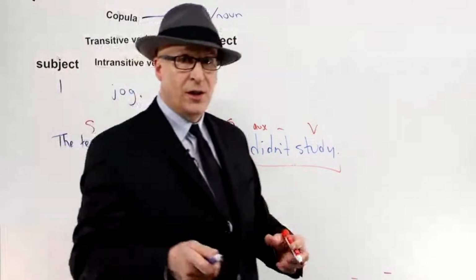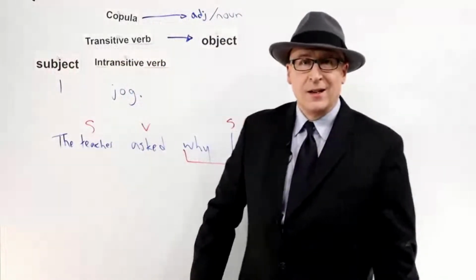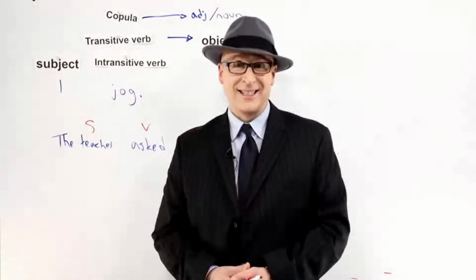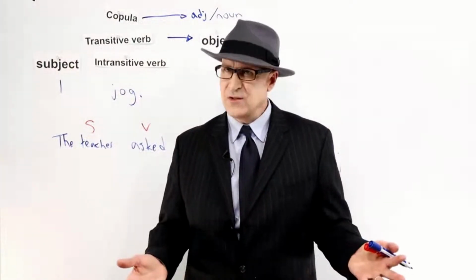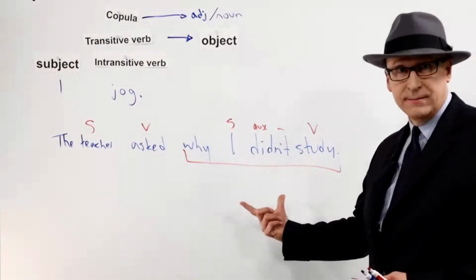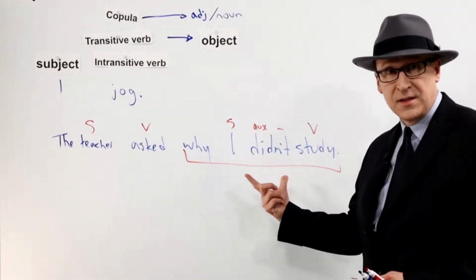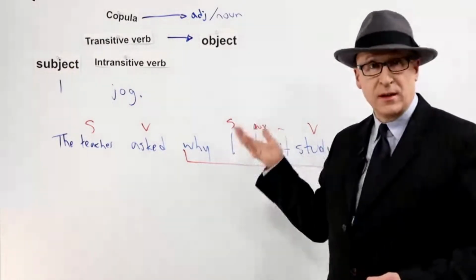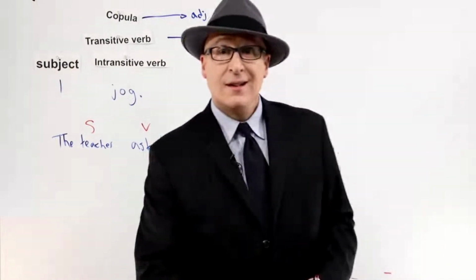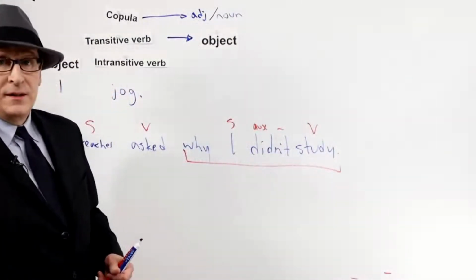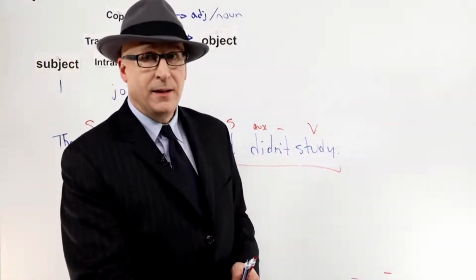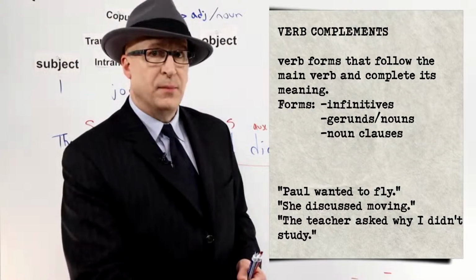And if you're not sure if it's a complement or not, try to say the sentence without it. The teacher asked. The teacher asked what? Well, the teacher asked this whole thing. This becomes the object or the complement. It completes the idea of the verb. It tells us the full idea of the verb. The teacher asked why I didn't study. Okay? So that's our other possibility.